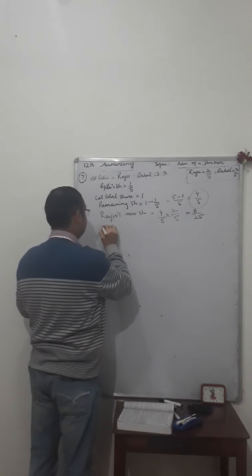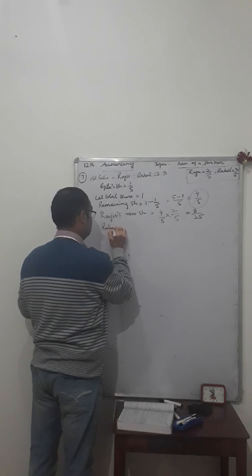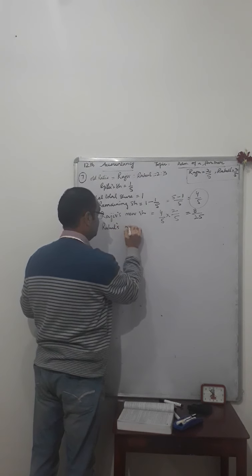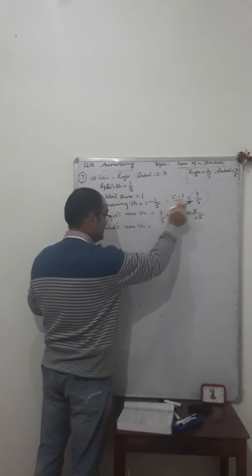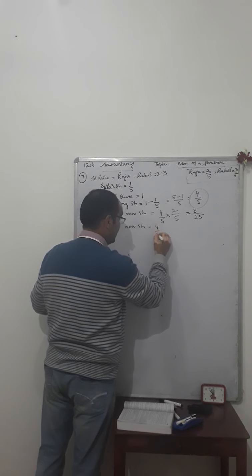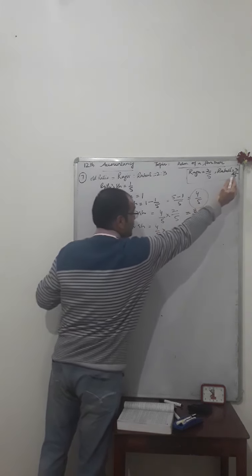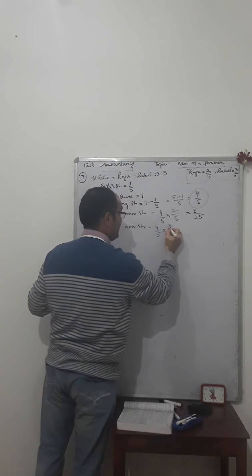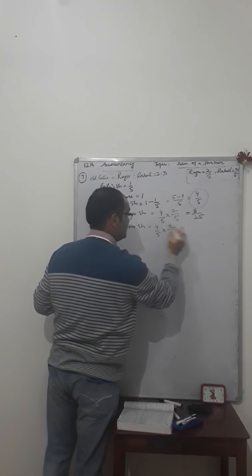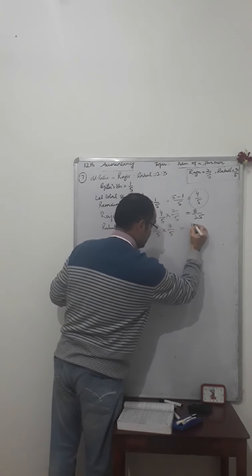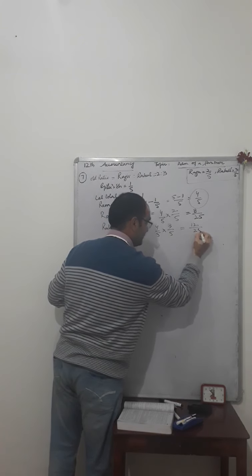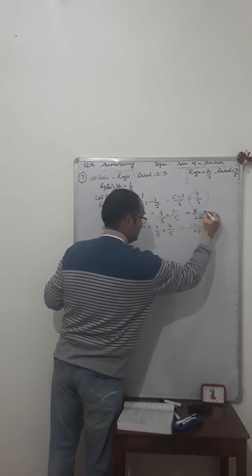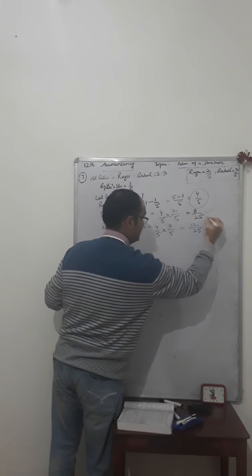Rahul's new share is equal to this remaining share 4 by 5 into Rahul's old share, that is 3 by 5, which is equal to 4 threes are 12 by 5 fives are 25. So we have Raju's new share and Rahul's new share.